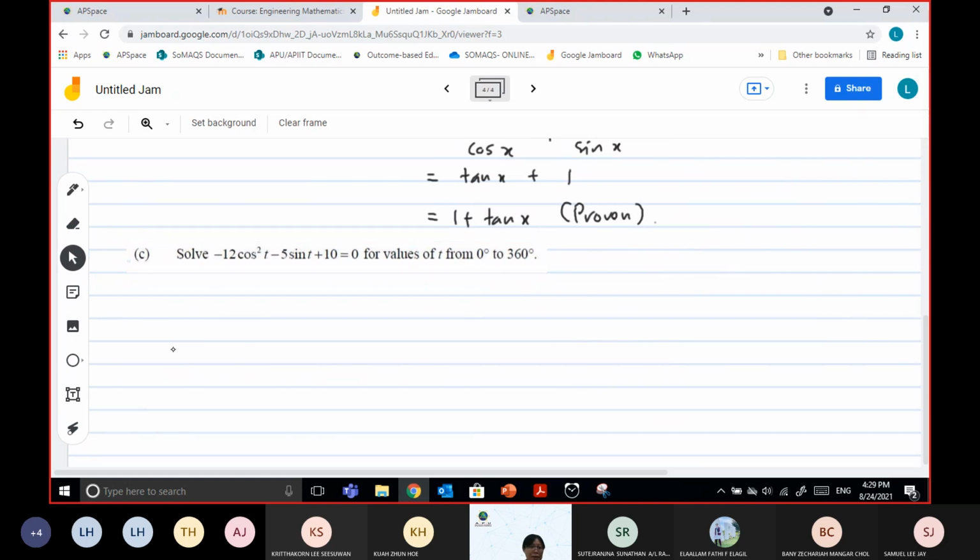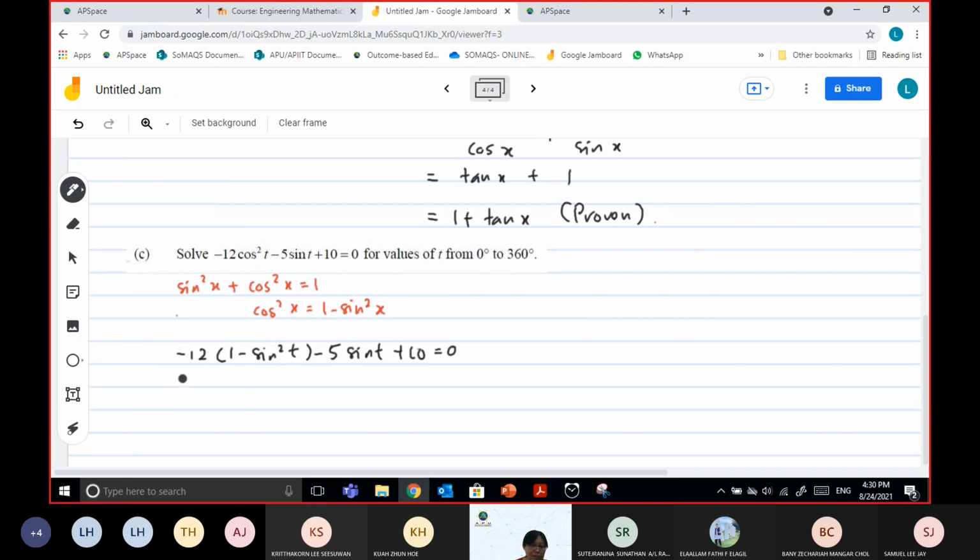So for part C, we have cos square, we have sine. We can't factorize. So what we can do is replace the cos square, because we know that sine square x plus cos square x is equal to 1. So cos square x is actually 1 minus sine square x. So for this equation, we replace cos square as 1 minus sine square t, minus 5 sine t plus 10 equals to 0.